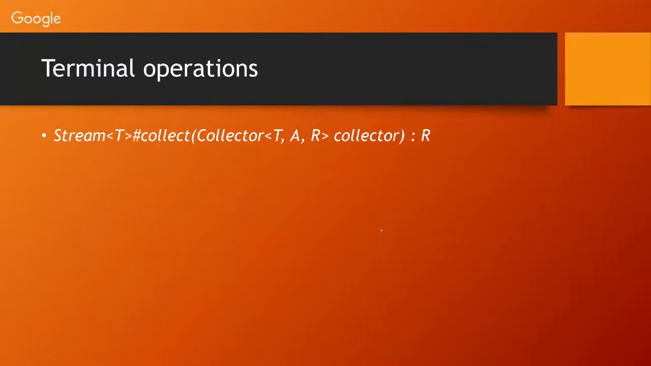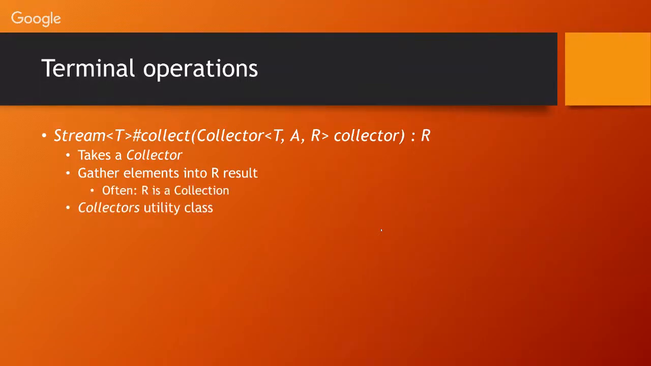Now let's talk about terminal operations, beginning with the collect method, which we already saw a little bit. The collect method takes a collector. A collector is an object in Java that allows to reduce a stream to another object. Generally, it's a collection of some sort, but we could do other things. The people behind Java provided us with a utility class, the Collectors class, which provides a lot of common collectors, like the toList we used just before.